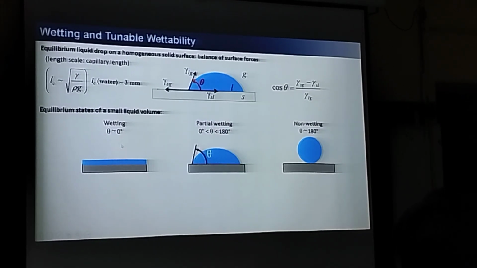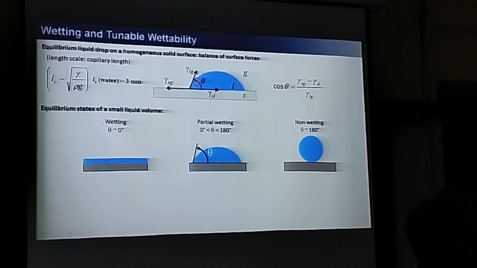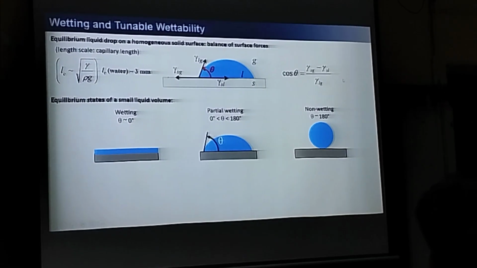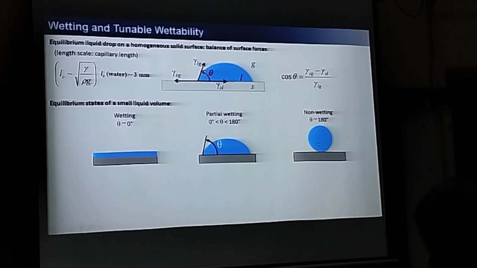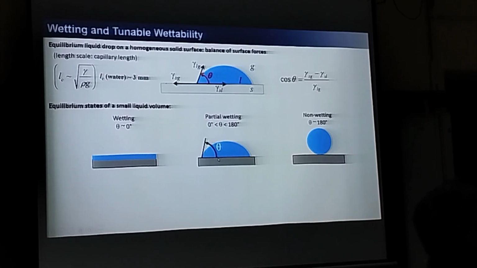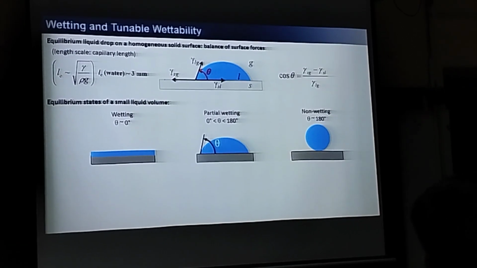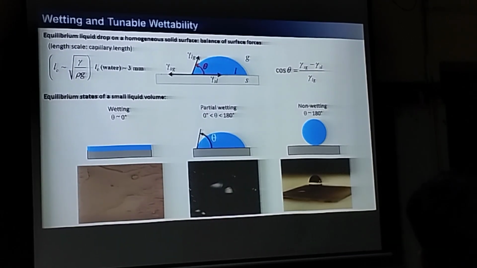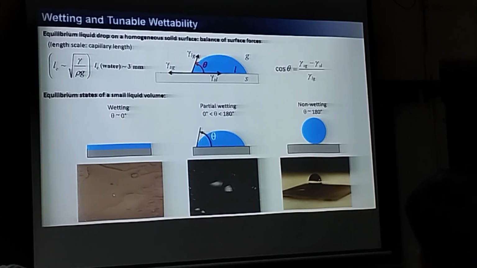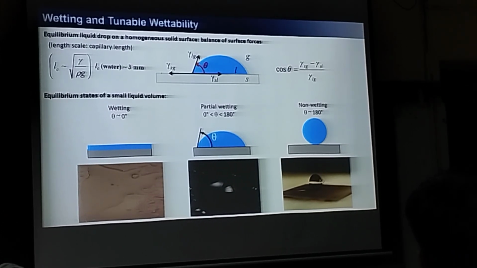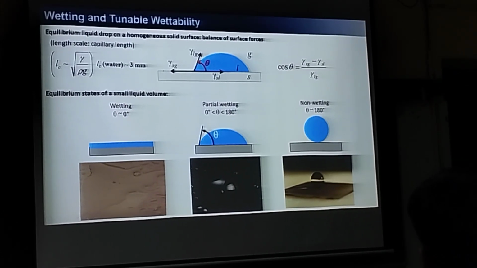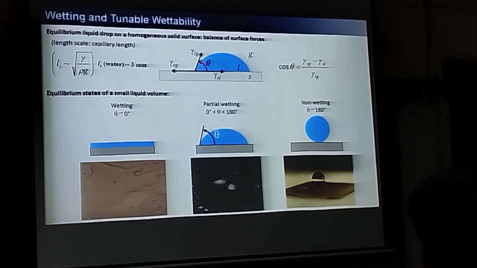You can have a completely wetting surface where the liquid completely spreads, or a completely non-wetting surface where the liquid sits like a spherical block, or somewhere in between where the liquid sits like a finite quantity block. And these are the corresponding experimental results of an almost completely wetting surface, an almost completely non-wetting surface, and somewhere in between.